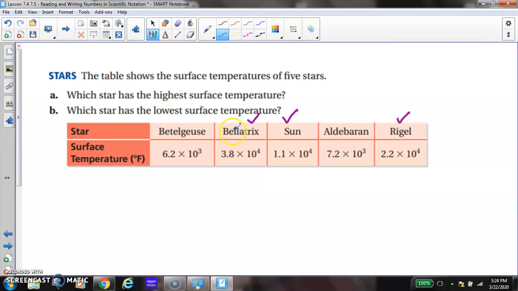to the 4th powers. The next thing I'm going to do to make this go quicker is I'm going to look at the factors. Since they all end in the tens place, there's nothing really that I need to worry about. So which one is the largest number out of the 3? Well, the factor that has the 3.8 is the biggest factor out of each one of those that have 10 to the 4th power. So the correct answer for A is Bellatrix.